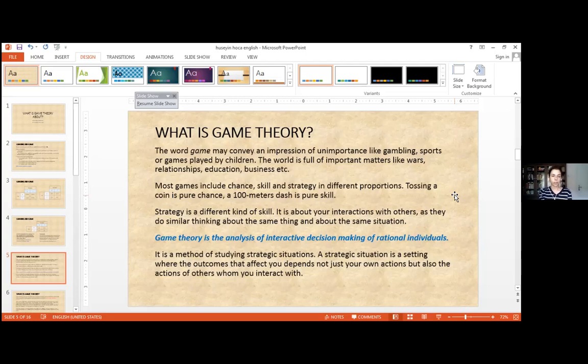It's a method of studying strategic situations, which can be defined as a setting where the outcomes that affect you depend not just on your own actions, but also on the actions of others that you interact with. What is not a strategic situation? For example, as you have seen, firms in perfect competition are price takers, so they don't involve any strategic interaction, and monopolists are similar; there is no strategic behavior in them.